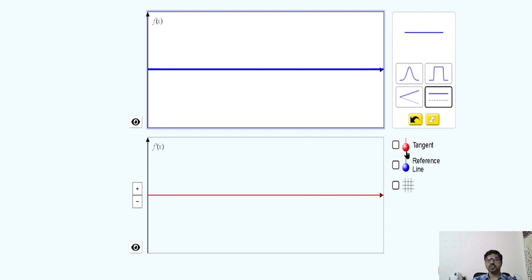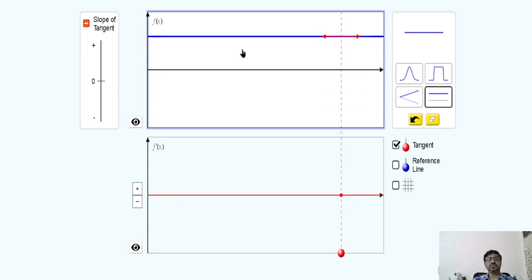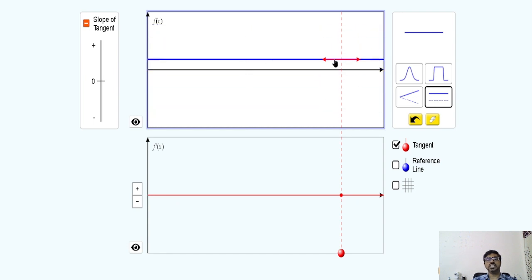So to compare it with the slope of the tangent, you can show the tangent over there. You see the tangent is horizontal at any point, and that is where the slope is 0. When the slope is 0, f dash of x is also 0 there. Now you can move it up and down. Wherever you move it, you see that the tangent maintains its orientation, horizontal. So the slope is 0, and that is why f dash of x will also be 0. So f dash of x equals the slope of the tangent. That's the point that we want to bring out using this simulation.